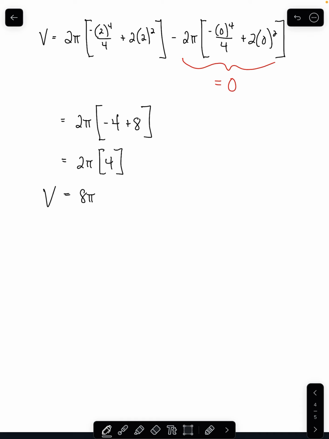It would be a good idea then to verify this using a method that we are already familiar with. So we are now going to do another example of the same region rotated about the same axis, but this time we're going to do it with disks. The difference being that because we're going to be using disks, we're going to have to change how we set up our integral.